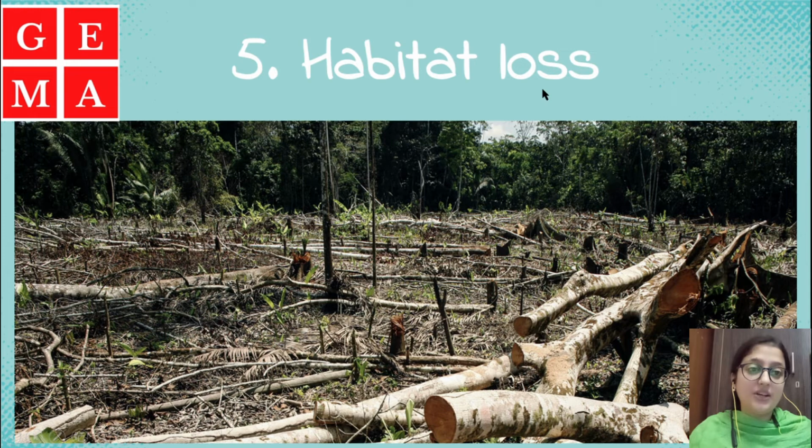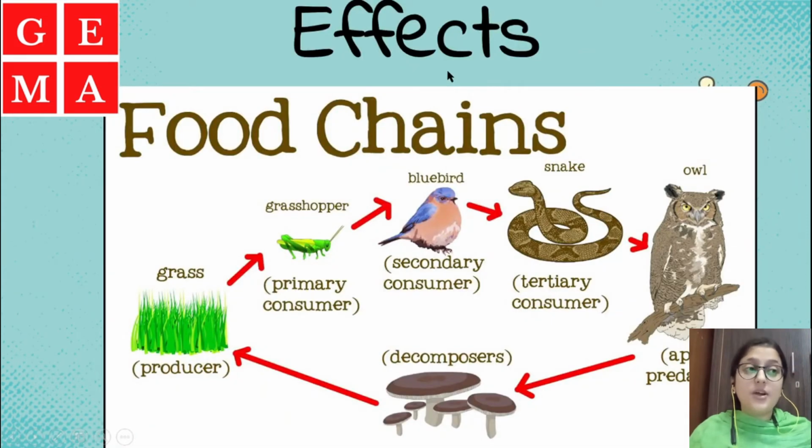We talked about habitat loss a lot, right? Even when we were talking about Asian elephants, their habitat stretched from Iraq to China, yet they don't have enough place to live now. So one, habitat loss. Now effects. What does all this have an effect on? First of all, food chains. Food chain is gravely affected.